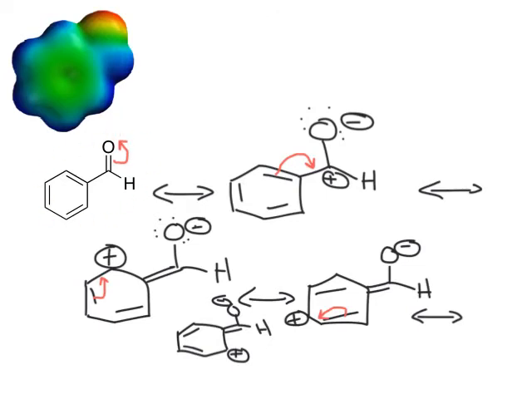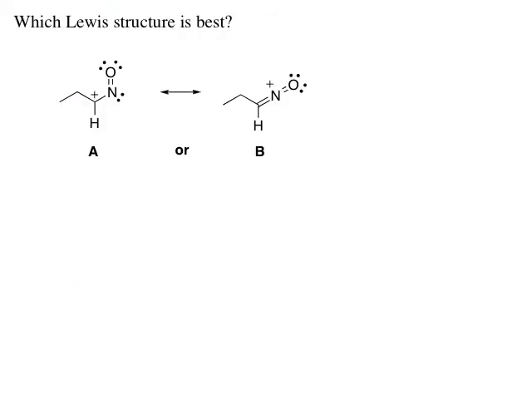But it's sure nice to know that the role of this carbonyl on the outside of the ring is actually to remove electron density out of the ring. And that explains the electronic structure of benzaldehyde. Let's practice determining which Lewis structure is best. You'll use your relative importance of resonance contributing structures to determine that.